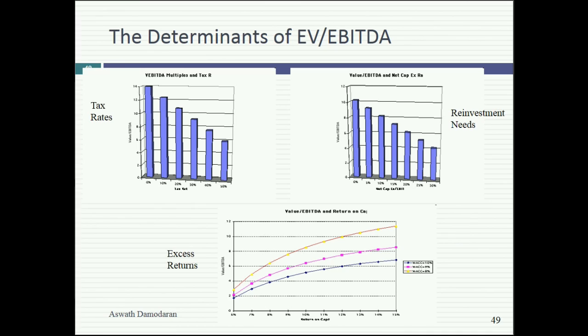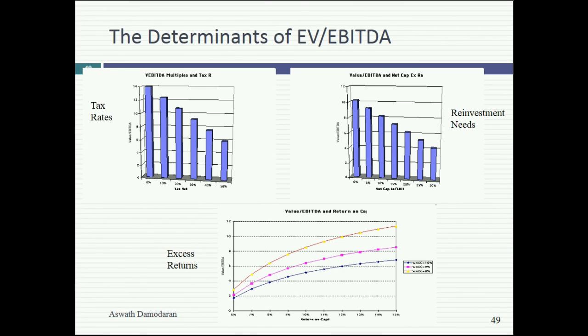Second, holding all else constant for a given growth rate, the more companies have to reinvest, that net capex as a percent of EBITDA, the lower your EV to EBITDA will be. And finally, holding all else constant, if I look at the spread you earn above your cost of capital, return on capital minus cost of capital, the wider that spread, the more you earn above your cost of capital, the higher EV to EBITDA should be.